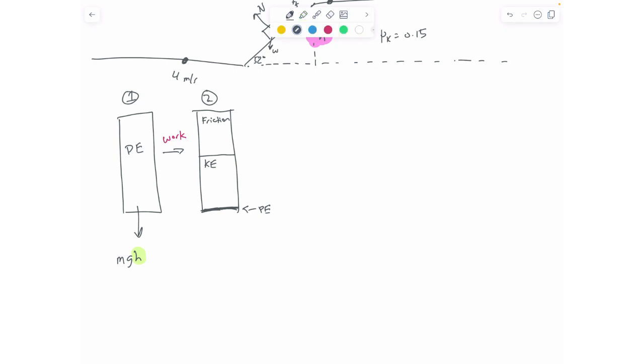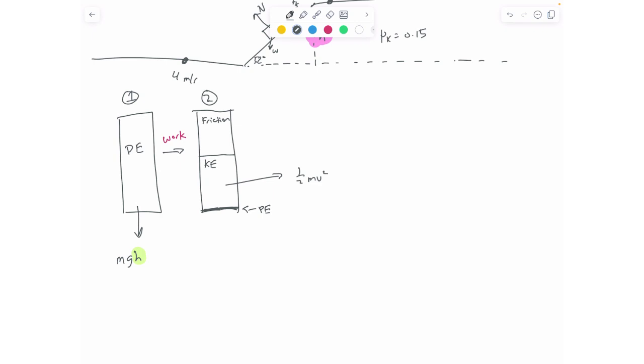Okay. And then kinetic energy is this guy here, which is what? Kinetic energy is 1/2 mv squared. Do I know half? Yeah, that's half. Do I know m? Yeah. Do I know v at the bottom? Yeah, it's 4. So we'd actually know all of this.